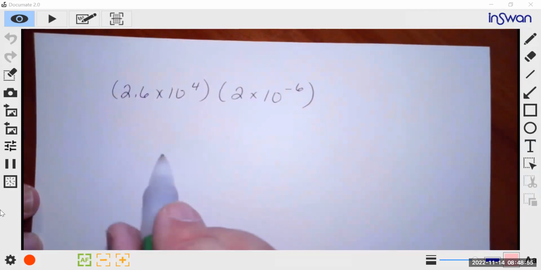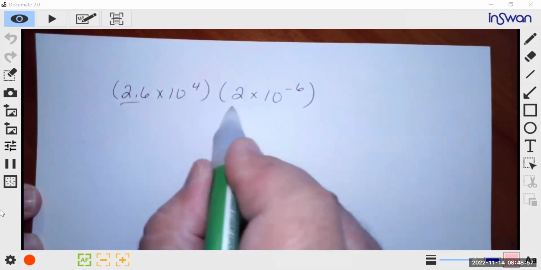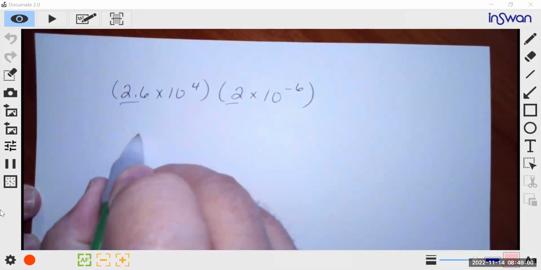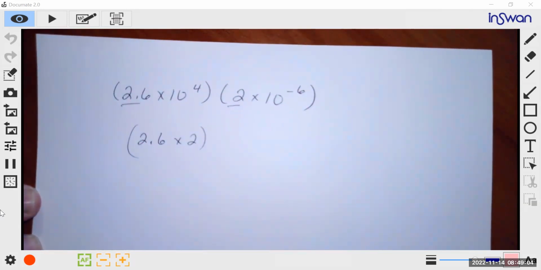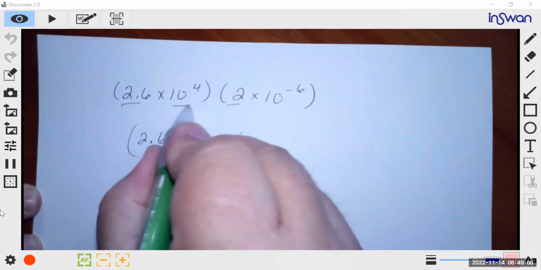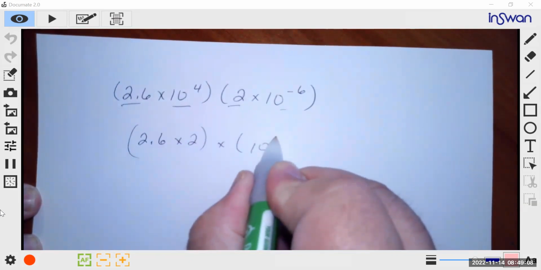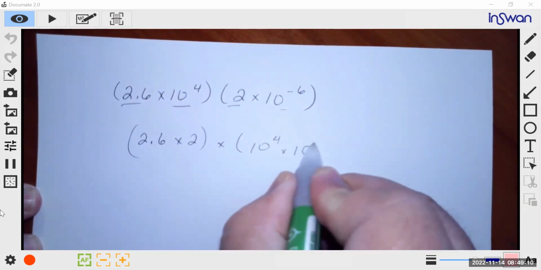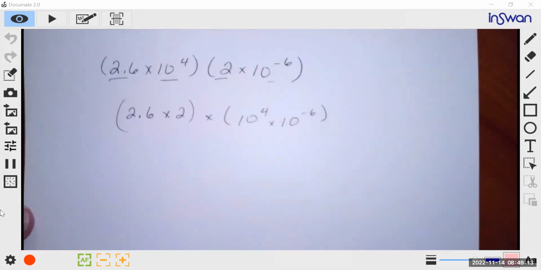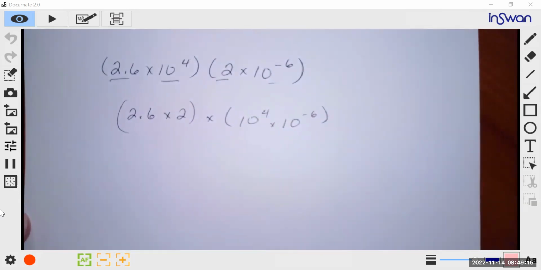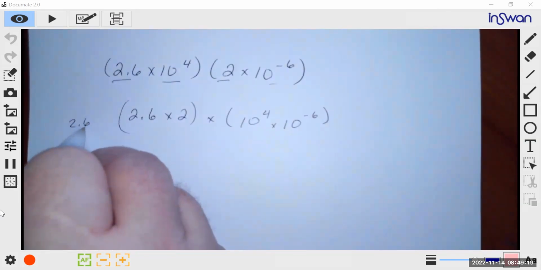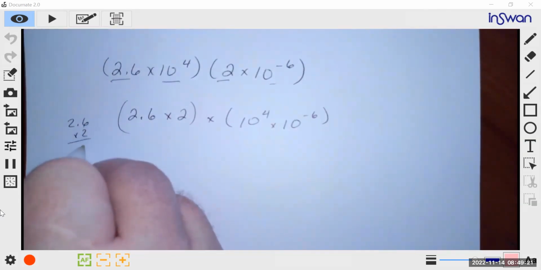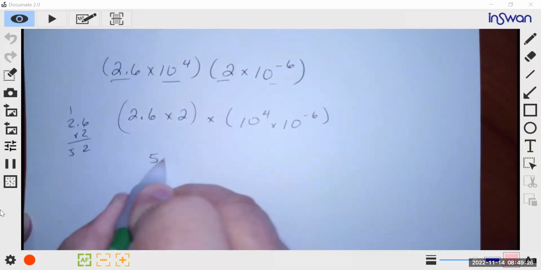Okay, so first thing we do here, we multiply the separate parts. So we have 2.6 times 2, and then the scientific notation part, 10 to the 4th times 10 to the negative 6. We're grouping them. 2.6 times 2. 6 times 2 is 12, 2 times 4... this is 5.2.